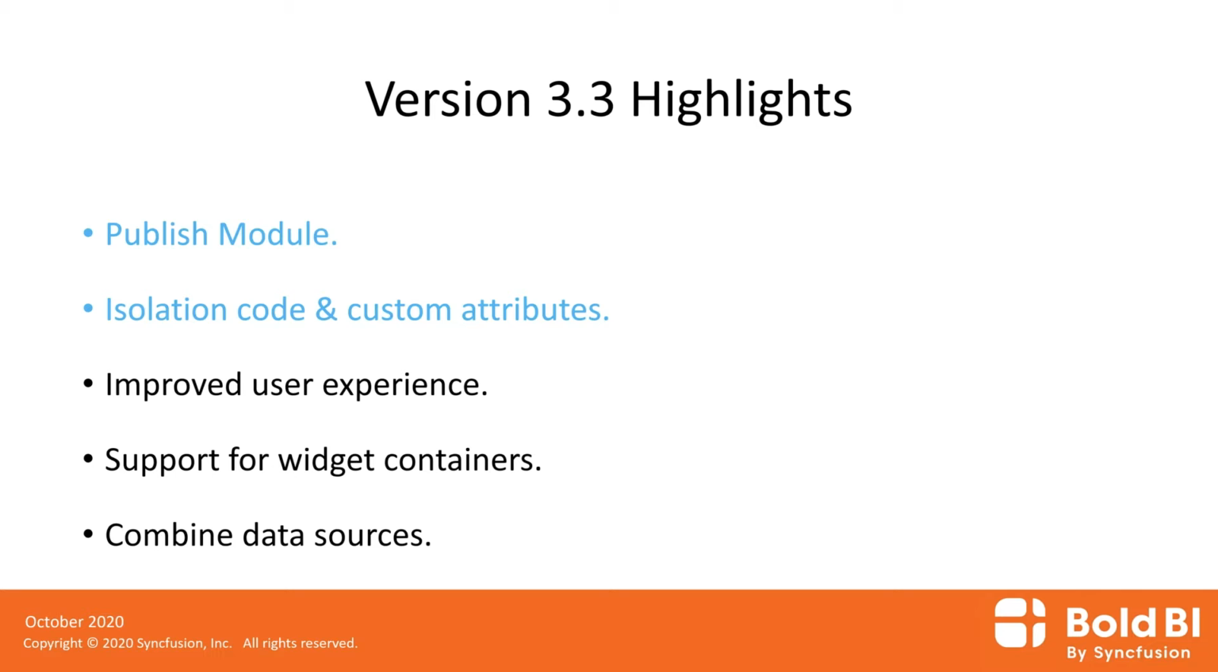Out of all the features that have been done in version 3.3, the first one that you see here, the publish module, isolation code and custom attributes, are specific to the BA Enterprise Edition, and it is not available for the Cloud Edition yet. It is one of the most important features that could help the enterprise users to build dashboards and serve multiple tenants easily without much pain.